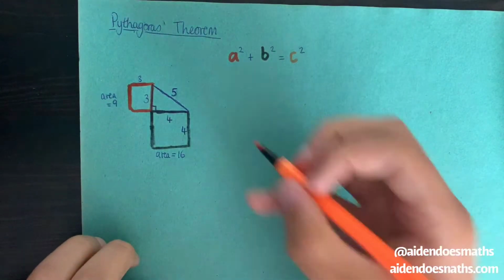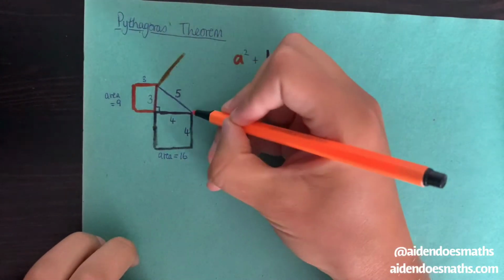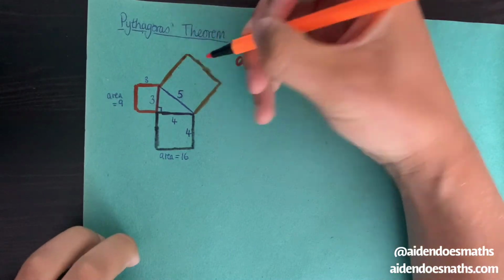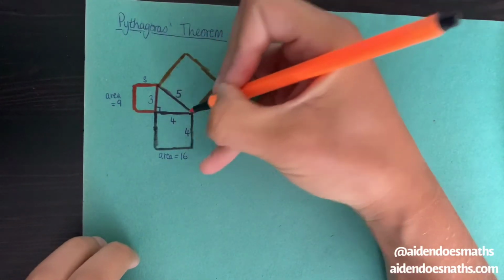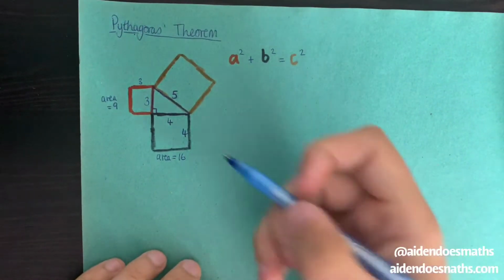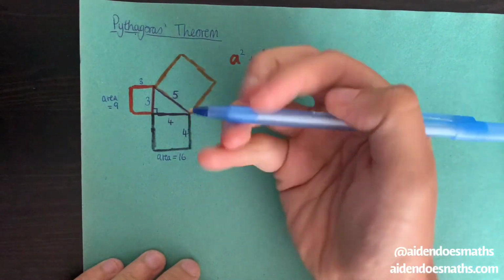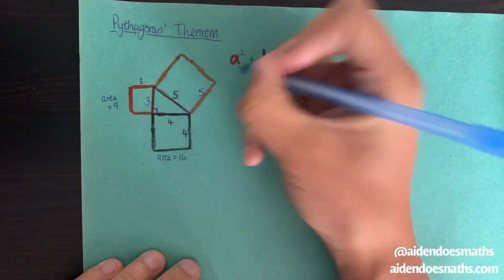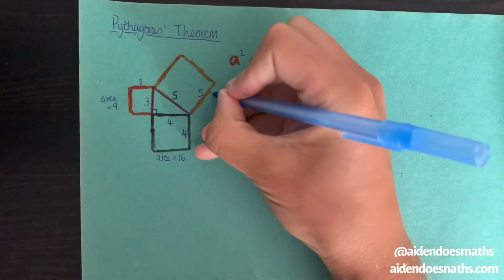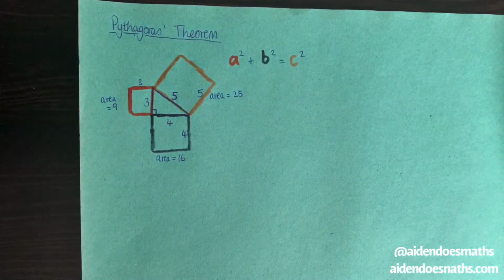Our last side then, we've got this side here, which I've labelled as 5. So if we make this one into a square, using our orange pen this time, we should know that if it is a square, so C squared, all the sides will be the same length. So this side here is going to be 5 as well, as are these two sides. So the area of this square is going to be 25.